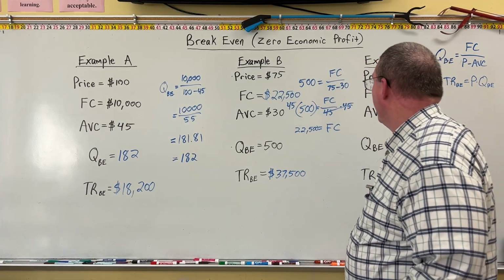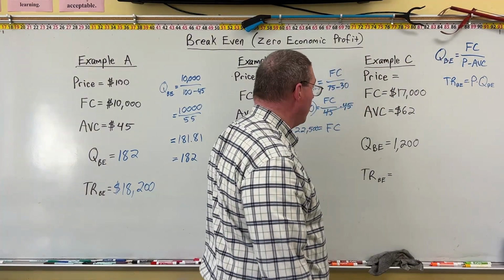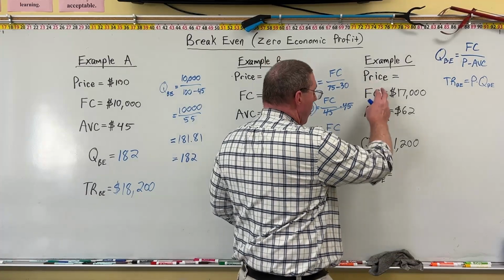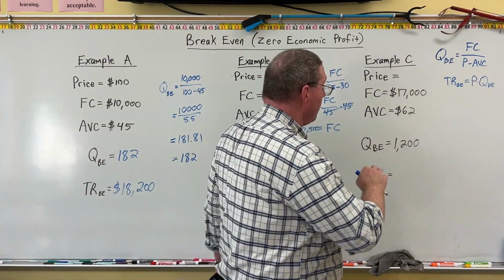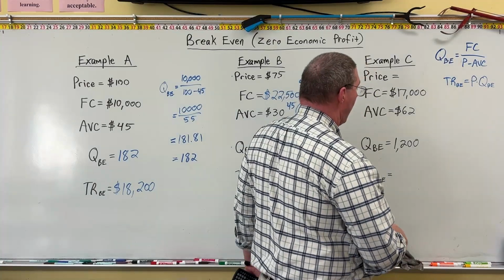37,500, okay? Now let's come over to this third example here, and you can see that we're trying to find price, and we're trying to find total revenue, okay? And so we're given break-even quantity. This one is a little more challenging, okay?